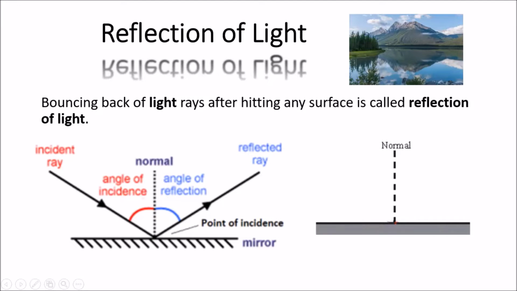And you can see in this GIF, this is the incident ray making an angle of incidence theta i. This is the reflected ray making an angle of theta r with the normal, which is the angle of reflection. The point where the rays are coming and going away is called the point of incidence, and the whole setup is happening on the surface of a mirror. So reflection is the bouncing back of light rays after hitting any surface.